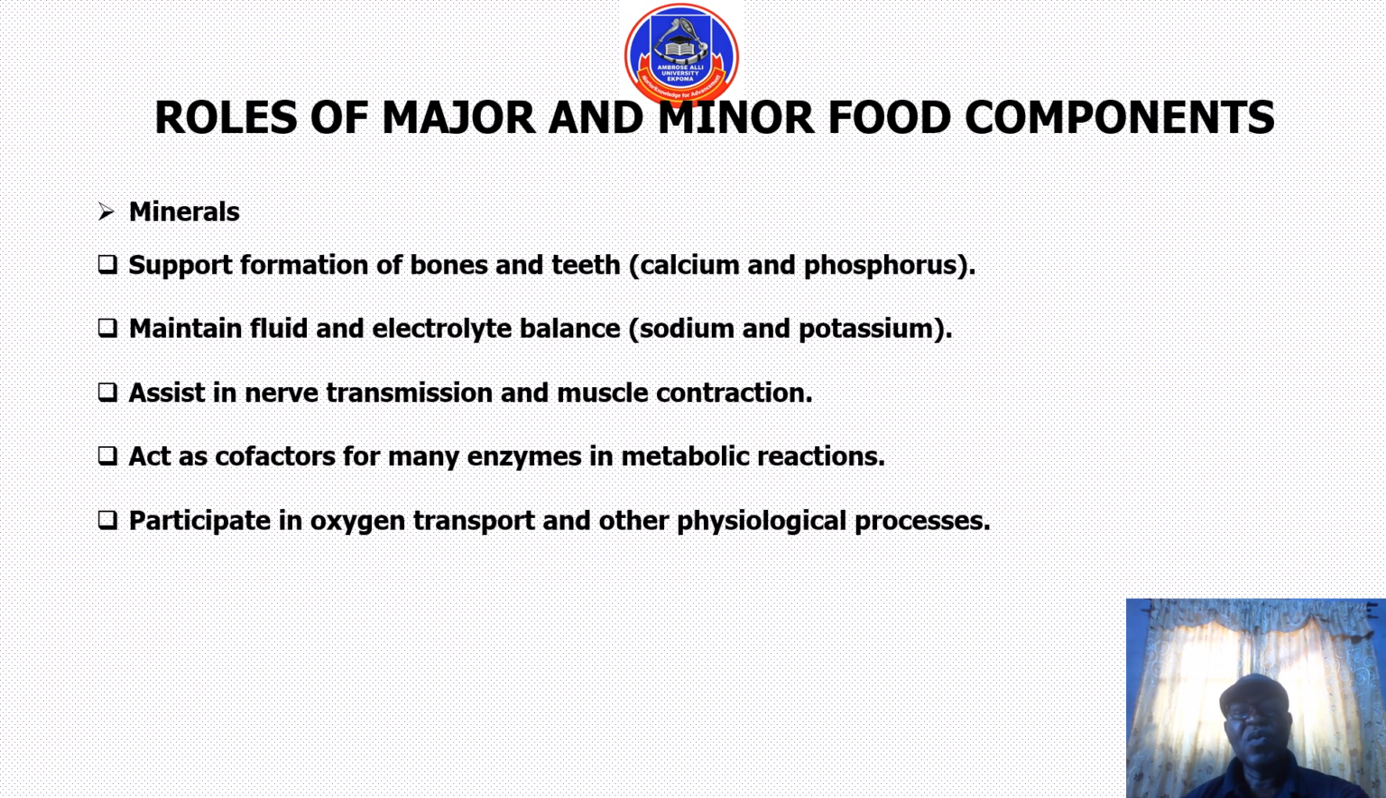Remember that hemoglobin has iron in its central molecule, while myoglobin has magnesium in its central molecule that helps to bind oxygen for transport.